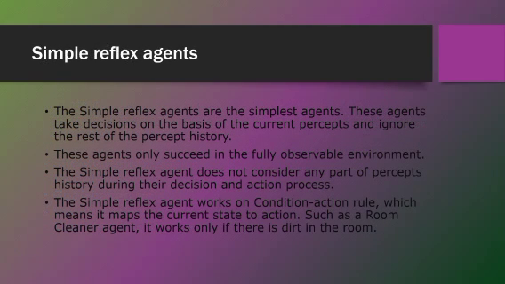And next we are going to show about the simple reflex agents in AI. The simple reflex agents are the simplest agents. These agents take decisions on the basis of the current percepts and they ignore the rest of the percept history. These agents only succeed in the fully observable environment. The simple reflex agent does not consider any part of the percepts history during their decision and action process. The simple reflex agent works on condition action rule, which means it maps the current state to action, such as the room cleaner agent. It works only if there is dirt in the room.